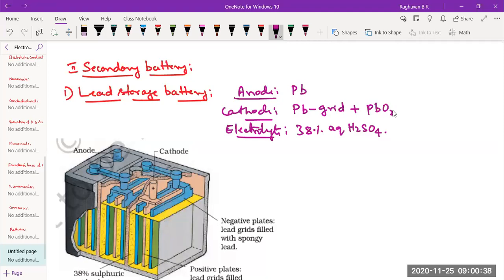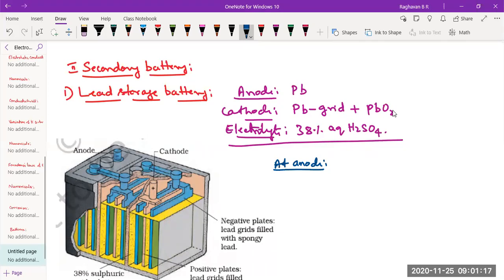So what are the reactions? Let's see. At anode. When I write these reactions, these are secondary batteries, right? They can be discharged, that means to get the electric current, and they can be recharged to store the current. Now, when I write the reactions, it is during discharge. Even in previous cases, when we write the reaction, it is for discharge of current. That means conversion of chemical energy into electrical energy.